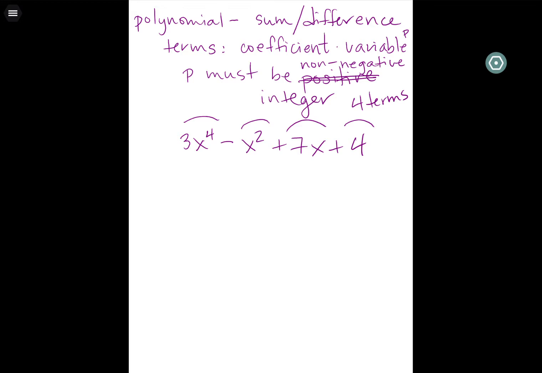So terms are attached by addition and subtraction. And within each term, I should see a coefficient. So in the first term, the coefficient is 3. In the second one, it's 1. In the third one, it's 7. In the last one, it's 4. So a coefficient is a constant that's multiplied by your variable or expression. And then you should have your variable, and your variable should not have fractional powers, should not have negative powers. It should have non-negative integer powers. And again, the non-negative is just to allow for this imaginary x to the 0 over here. Okay, so this is what polynomials look like.